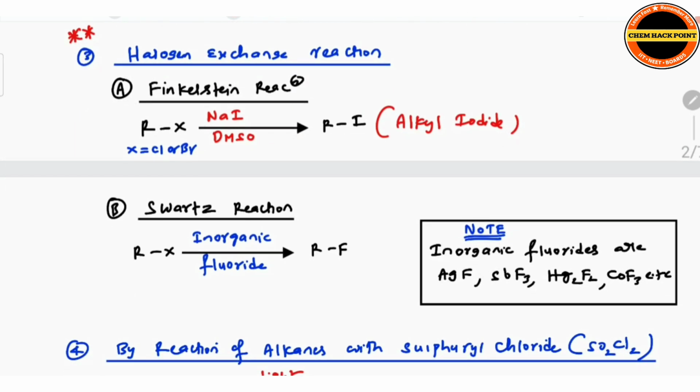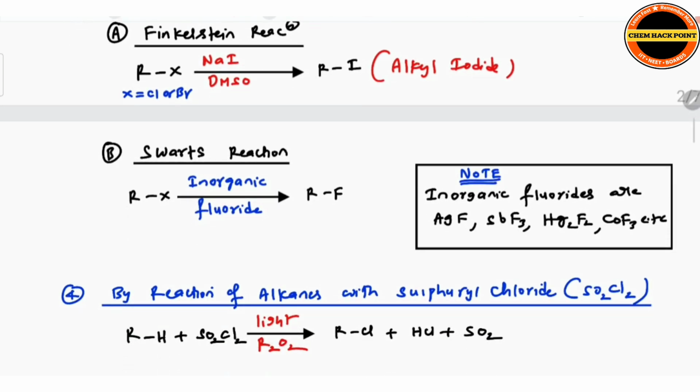Swarts reaction. In this case, the reaction occurs with alkyl halide to form RF. It is a method to prepare alkyl fluoride. The above method is for alkyl iodide. So it is the best method to prepare alkyl fluoride by using alkyl halide. Inorganic fluorides we use here: AgF, SbF3, Hg2F2, CoF3, etc. So alkyl fluoride is prepared by using this Swarts reaction.